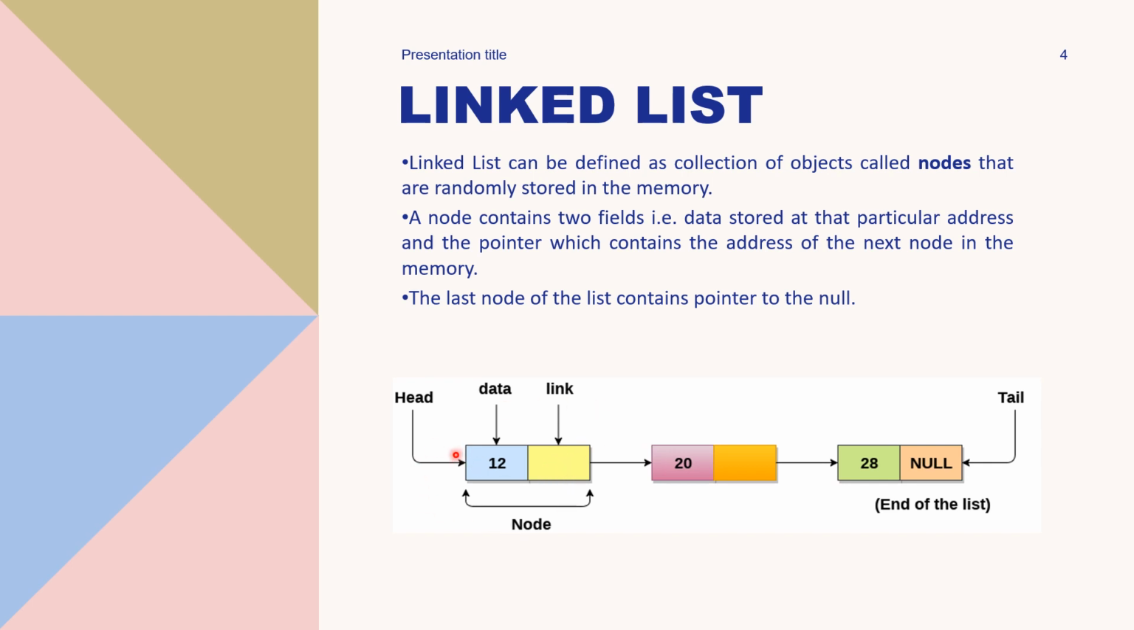Okay, so the first node is called the head, the last node is called the tail, and obviously as it is the last node, it doesn't have a link to a next node. So it contains a null in its link reference or link field.